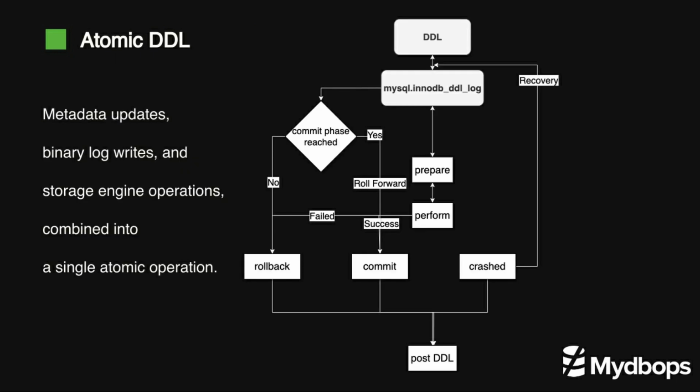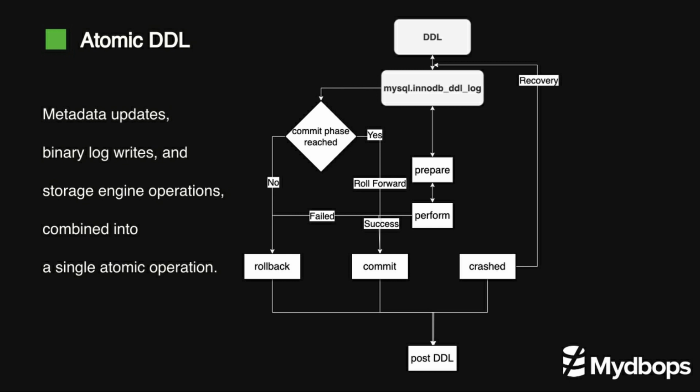This change in the data dictionary brings an added advantage of having an atomic DDL. What is an atomic DDL? Atomic DDL is nothing but when we coordinate the metadata updates, binary log writes, and redo log writes combined into a single atomic operation, we term it an atomic DDL.